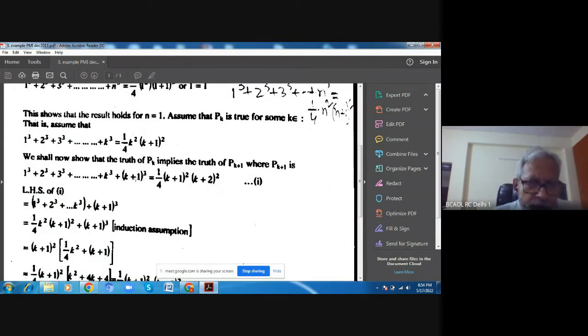Now after that, this is for k plus 1, third step. So the value has changed. You see this part is already here, before equal to another k plus 1 square.